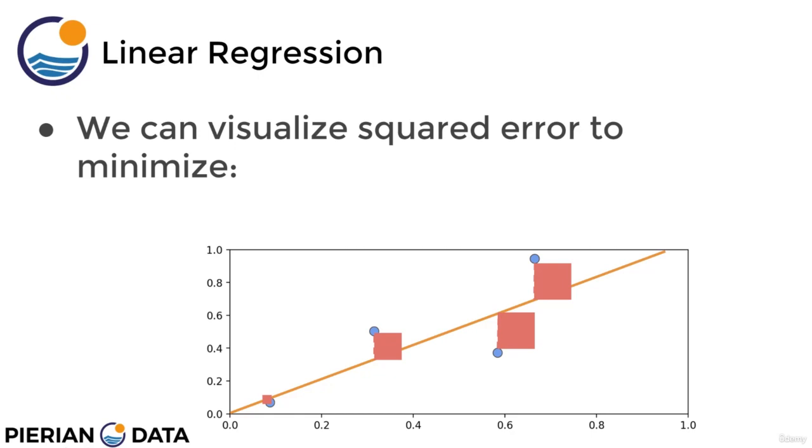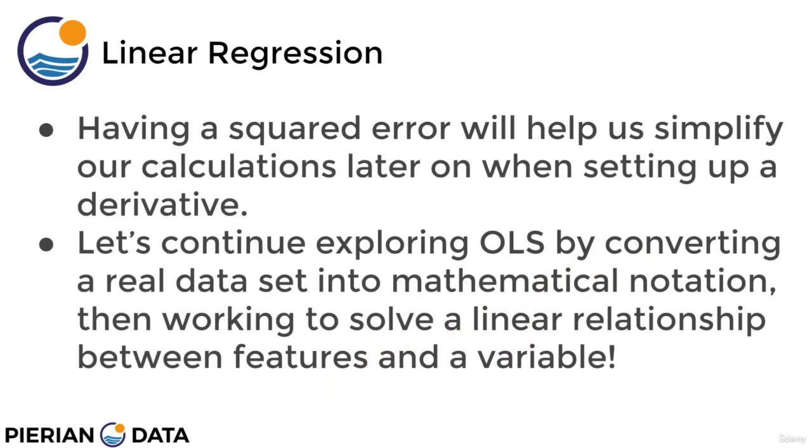Later on, we're going to discover why we actually choose squared error. It makes the mathematics work out very nicely for us, especially when taking things like the derivative. So, as I mentioned, having a squared error will help us simplify our calculations later on when we're setting up a derivative for the purpose of minimization.